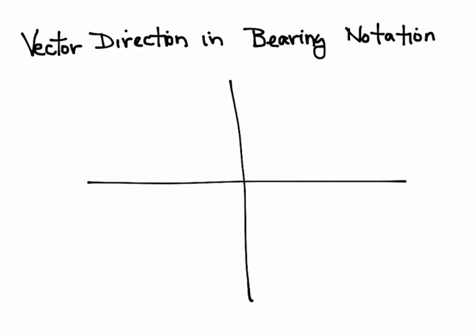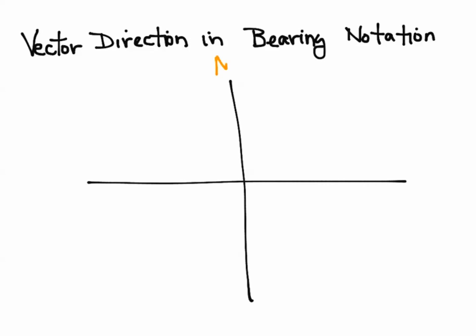Looking at vector direction in bearing notation. Another way that vectors can have their direction notated or written is in bearing notation. We look at everything in relationship to north. How far has the vector rotated from north in a clockwise direction?